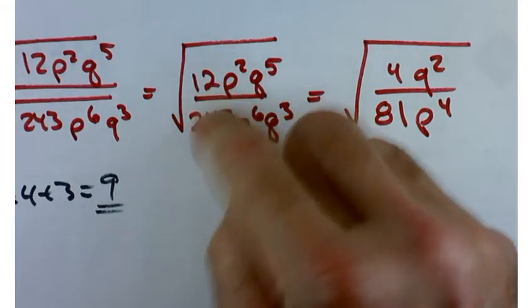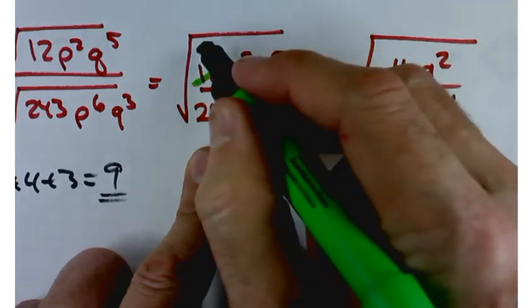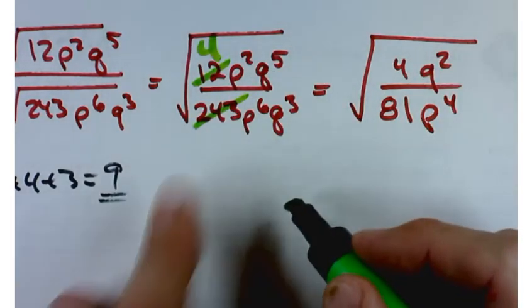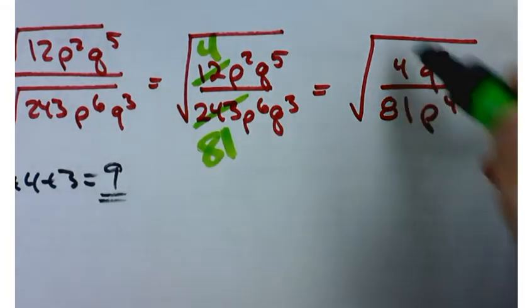So both of these numbers are evenly divisible by 3. 12 divided by 3 gives me 4. 243 divided by 3 gives me 81. So that's how we get that first part.